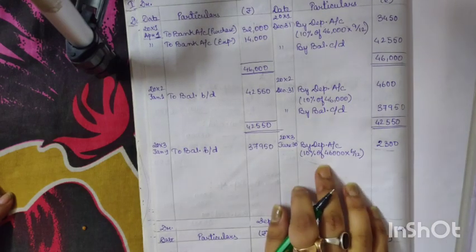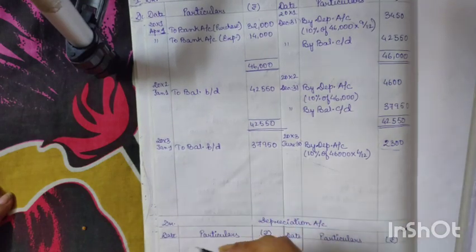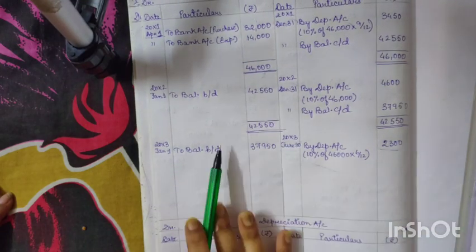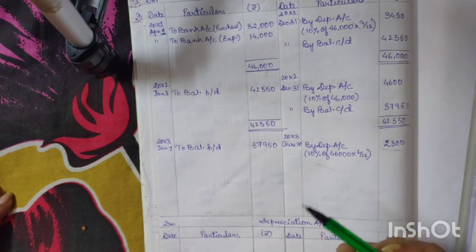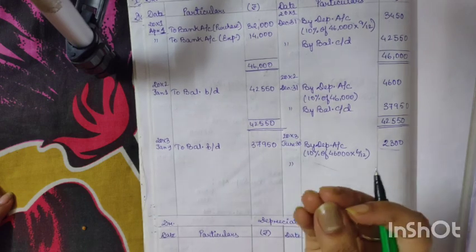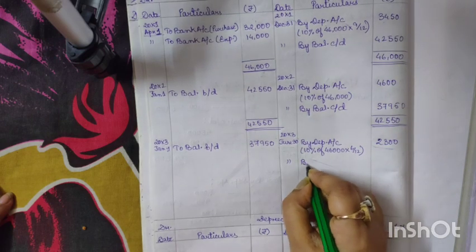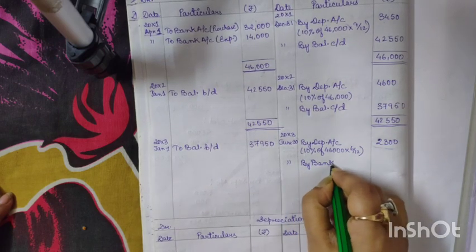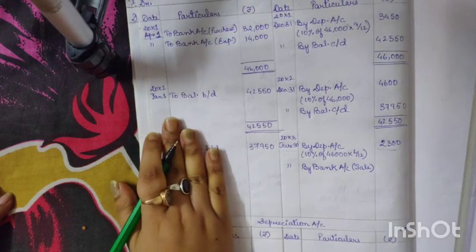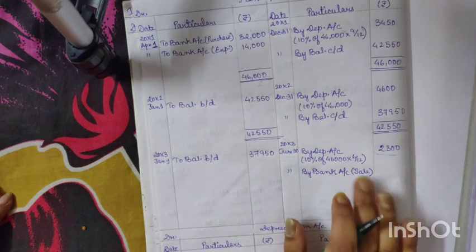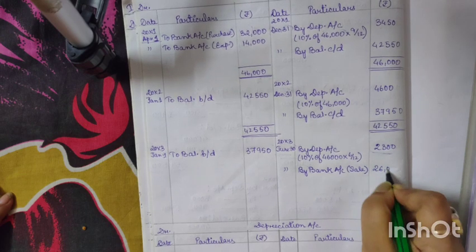So first of all we have sold it. Whenever we purchase any asset, the value of that particular asset increases. So that is why it is written on the debit side. Whenever we sell any asset, no doubt money comes in, but the value of that asset decreases. So on June 30, by bank account sale. Every time you purchase, you will write it on the debit side, and whenever you sell any asset, you will write it on the credit side. So sale, we have sold it at the price of 26,000.